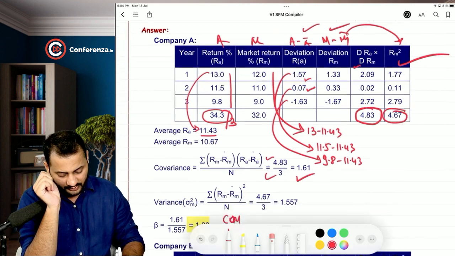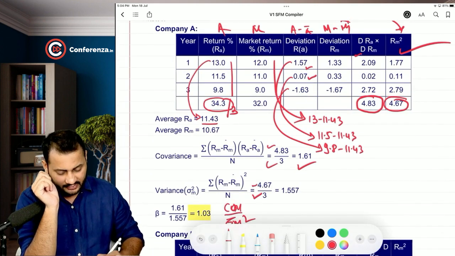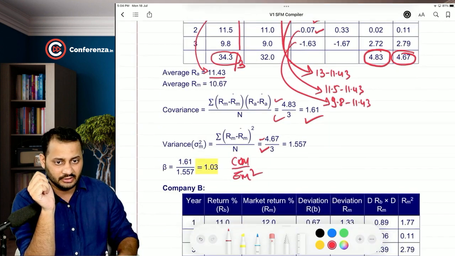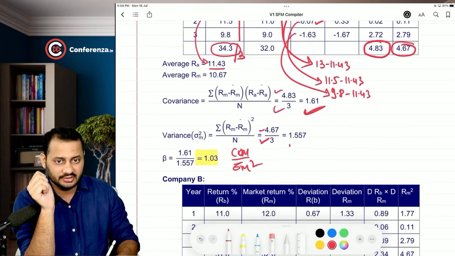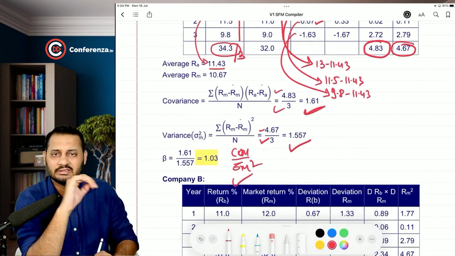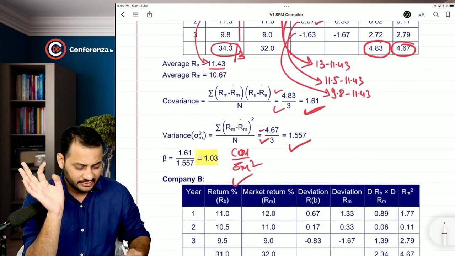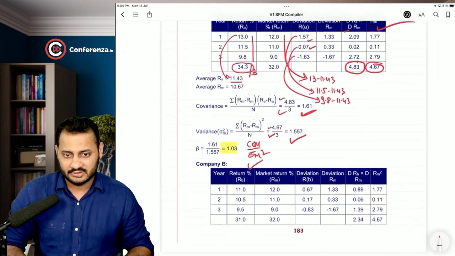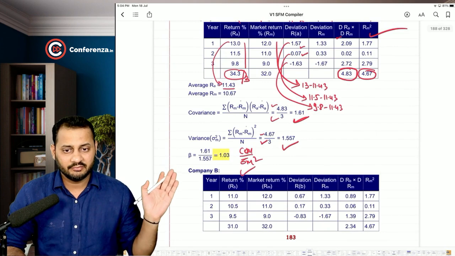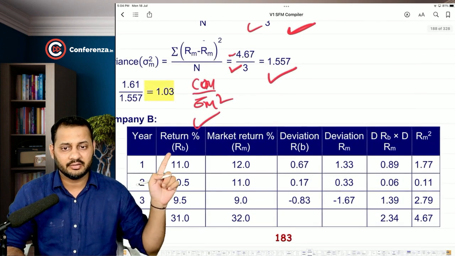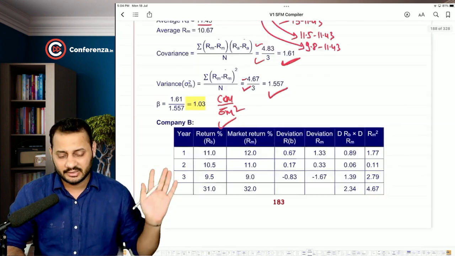Do the total, 4.67, then 4.67 divided by 3 will give you the variance. So this is the covariance, this is the market's variance, and this is the beta. Simple, everything is the same. Nothing new to learn here. You will do the same with company B: take the market return and B's return, and apply the same procedure.